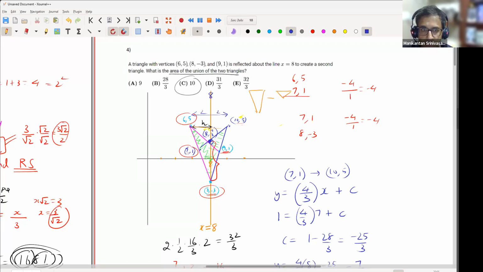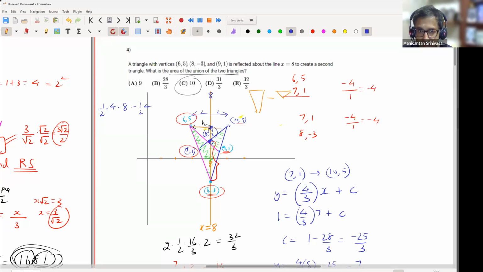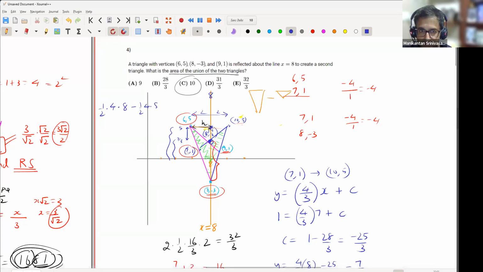2 and 2, which is 4. Half of 4 into, and what is the height? It goes all the way from 5 at the top till minus 3 at the bottom. So it is 8. Minus the small triangle, the base is still the same 4. And the height is, this becomes the height, right? So which is 5 minus 7 by 3. So this is at 5 height. This is at height of 7 by 3, the y coordinate, right? Therefore, it's 5 minus 7 by 3, which is 8 by 3.